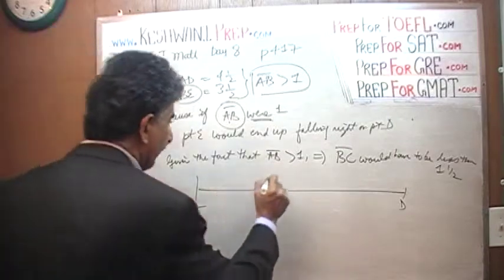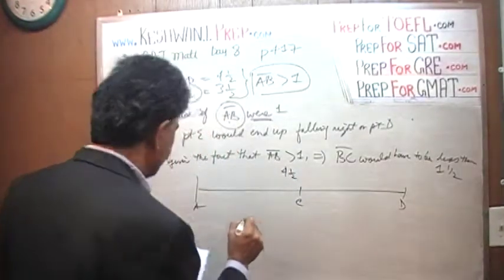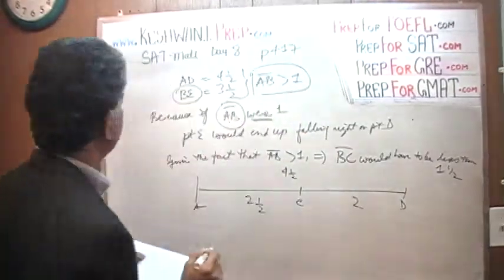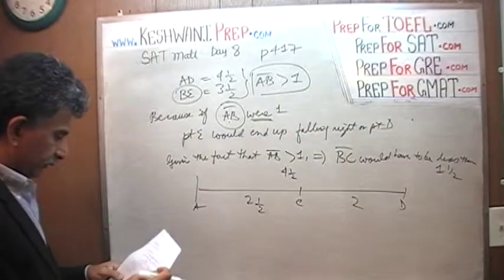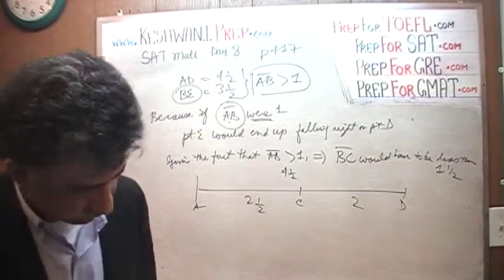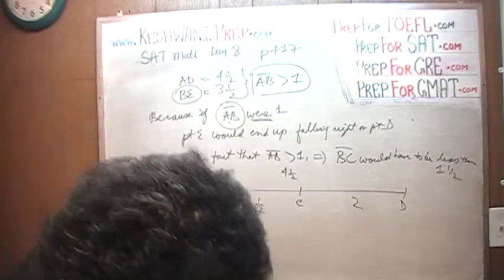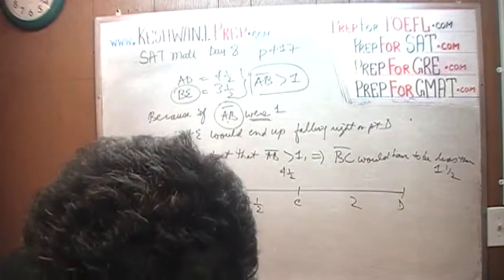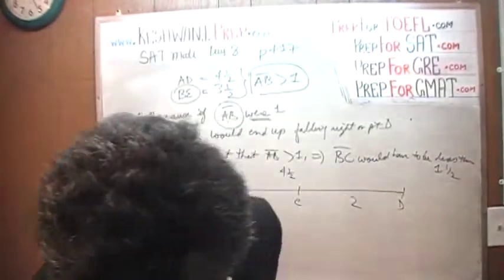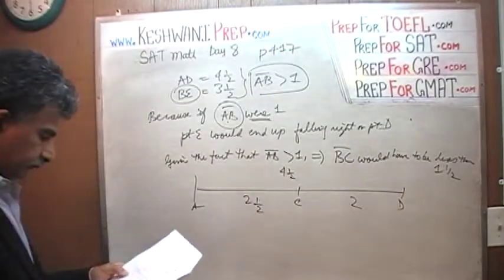So this is 4.5. And here's our point C. This is 2.5. And this is 2. C to D is 2. Is that what we're told? I lost track of the things here. I'm sorry, just give me 1 second here. Yes, C to D is 2. That's what that is.